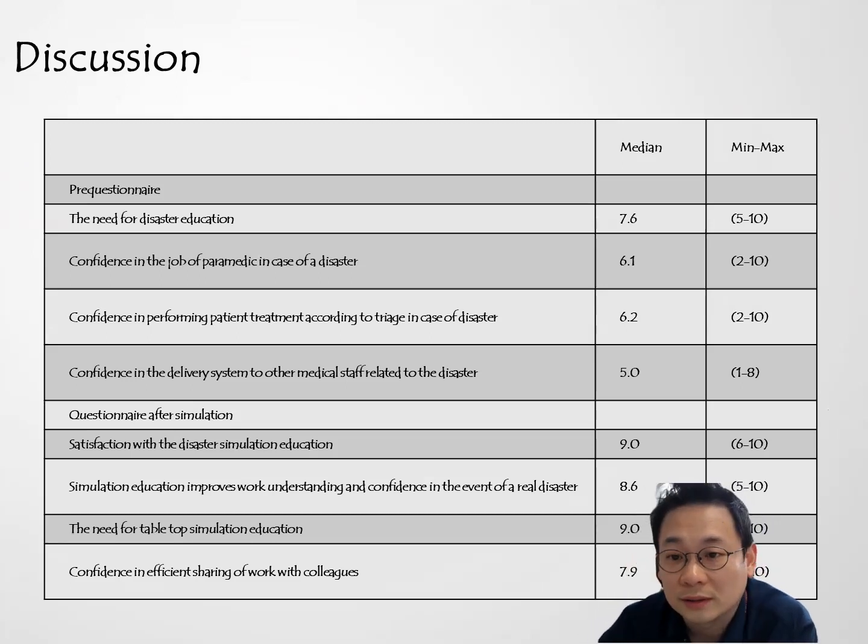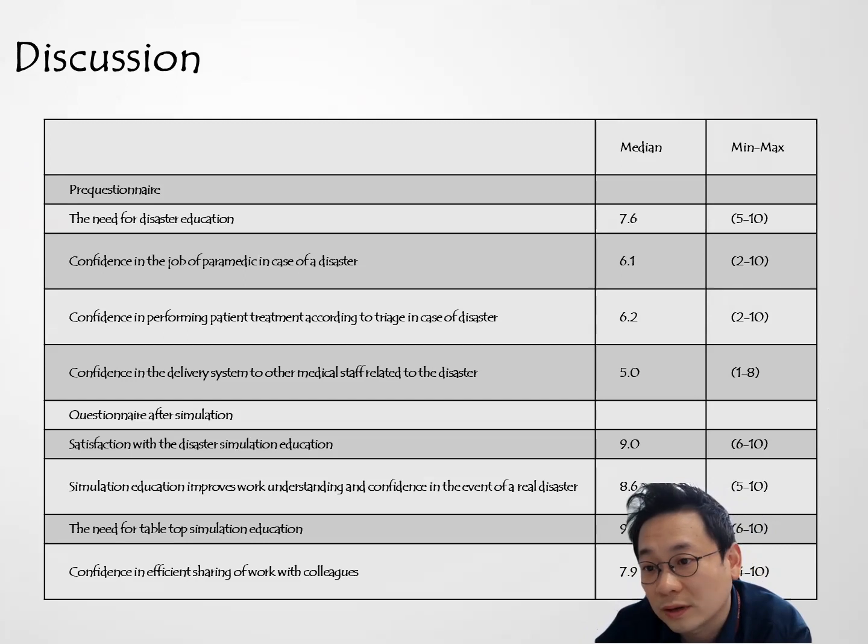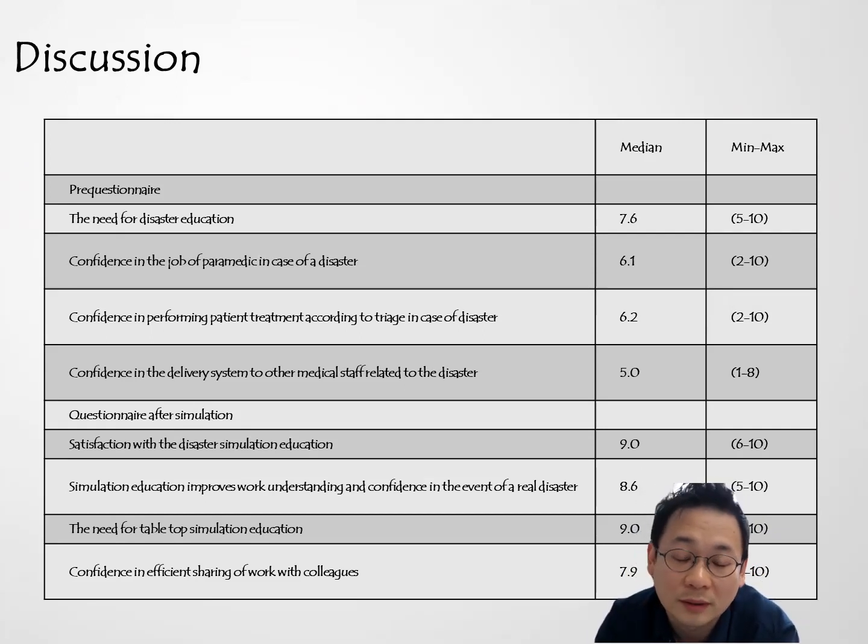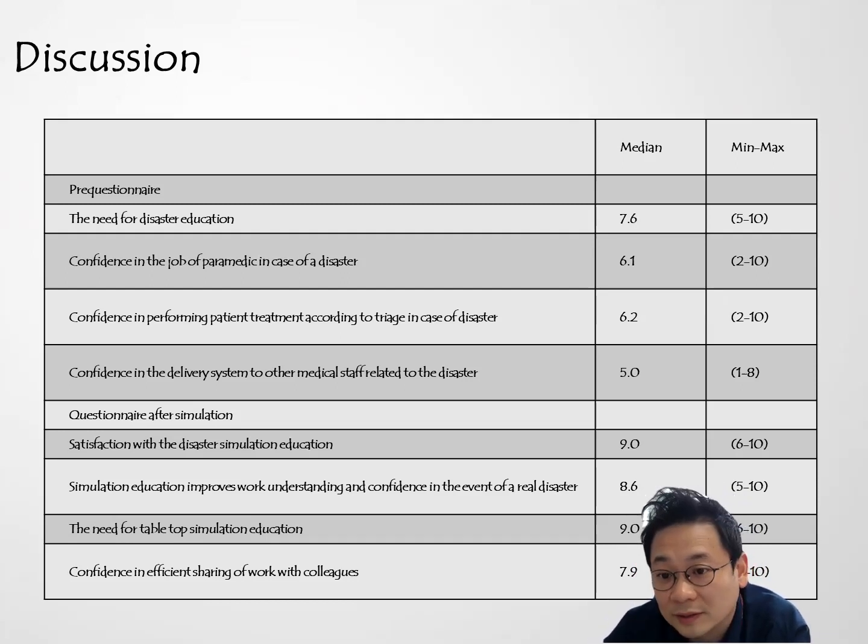In this study using a disaster tabletop, the competence in work as paramedics in the event of disaster improved from 6.1 to 9.0 after the education was completed compared to before education. And competence in severity classification improved from 6.2 to 7.9, and competence in the disaster medical system delivery to other medical staff also improved from 5.0 to 8.1.